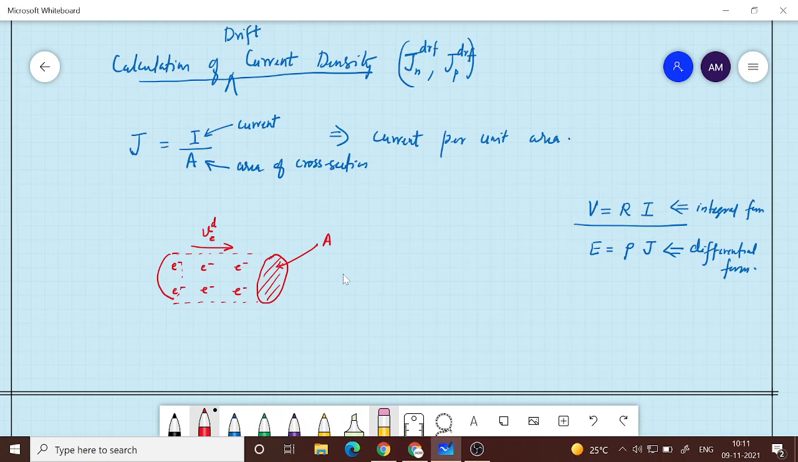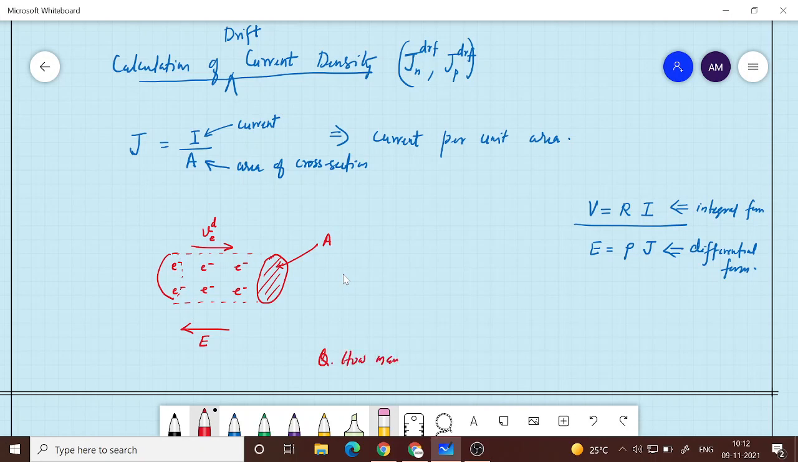So electrons are moving, so definitely the electric field is in this direction. This is the direction of electric field for electrons to move in, because electrons have negative charge, so they will move in the opposite direction. Now if you want to find out the current density, first of all we need to find out how many electrons are crossing this cross section. So this area is considered perpendicular to the motion of electrons.